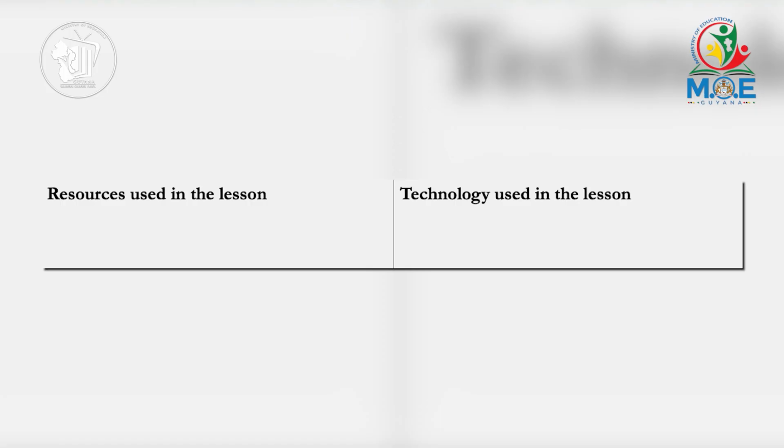Resources used in the lesson, and the teacher will list all the materials or resources used to support the lesson. Technology used in the lesson. Again, the teacher will list any form of technology, both digital and non-digital, used in the lesson. Notice the broken line. That broken line indicates that there are some resources that may cut across on the technology. So it can go for both resources and technology.